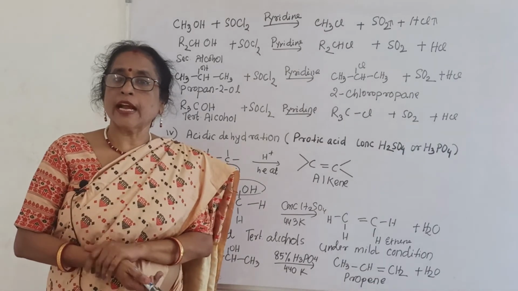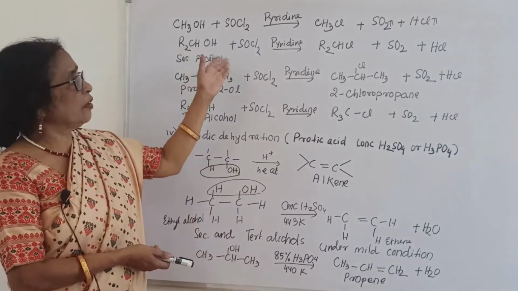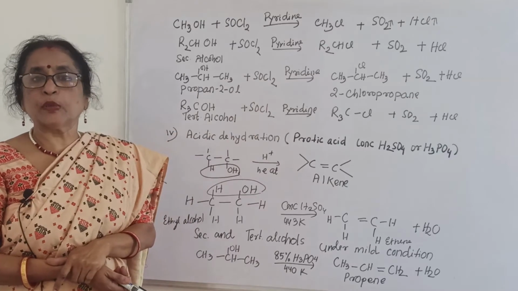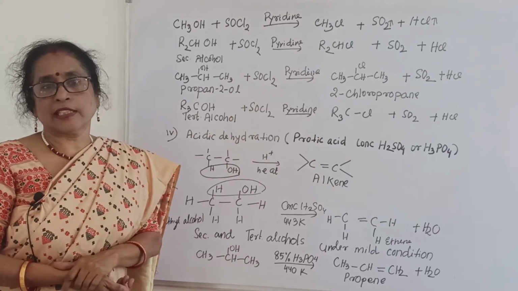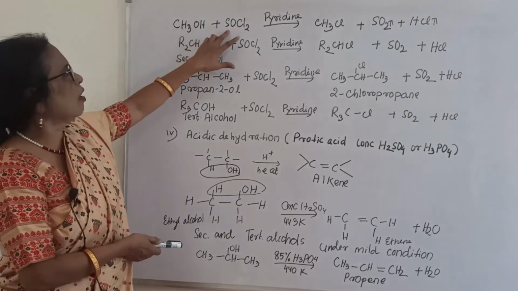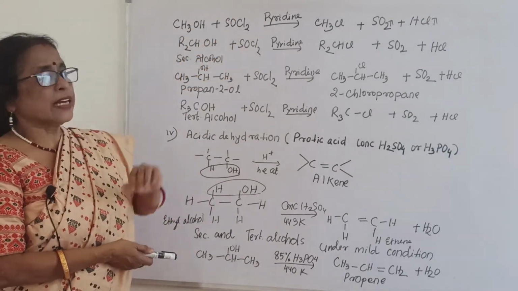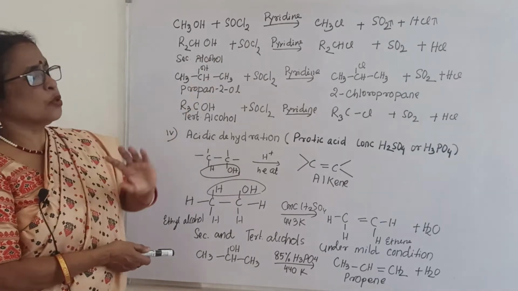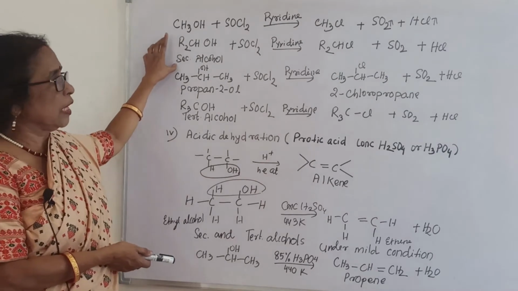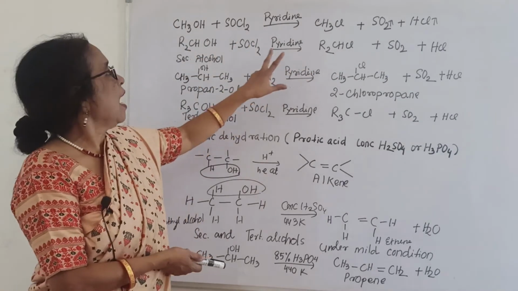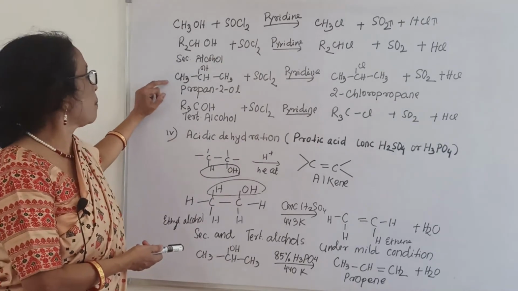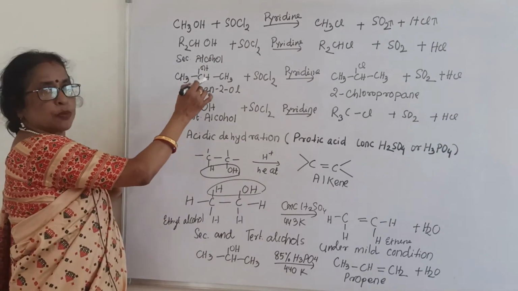Now alcohols react with thionyl chloride. With thionyl chloride, in presence of pyridine, SO2 and HCl are produced as byproducts. Those are gases, so they can be separated easily. For example, methyl alcohol, thionyl chloride and pyridine give methyl chloride, and SO2 and HCl, both gases. Similarly, a secondary alcohol also gives a secondary haloalkane with pyridine. You can take one example, propan-2-ol.